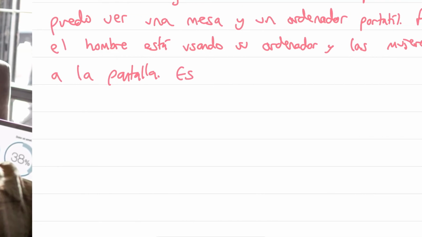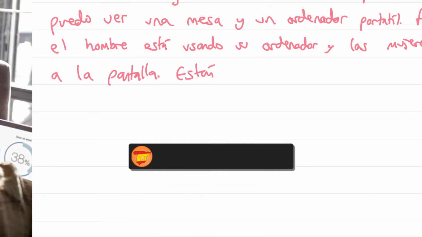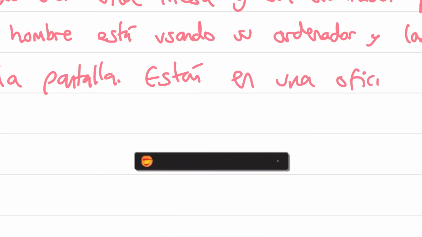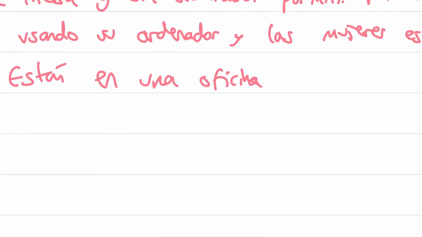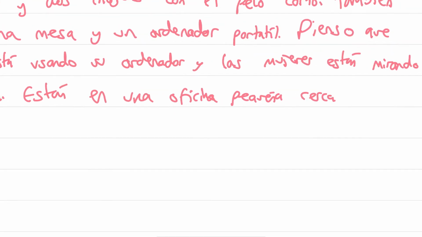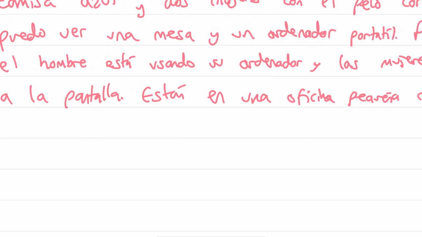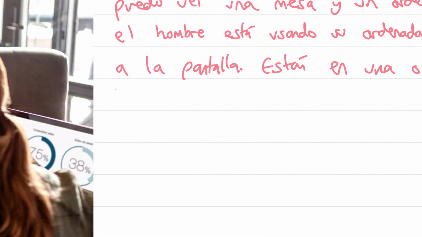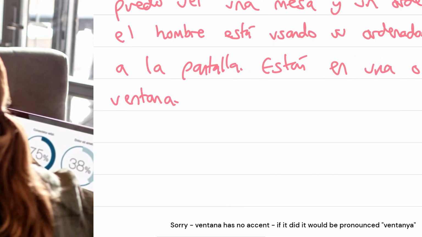So están, there's more than one person. They are, all three of them. Están en una oficina. Maybe small, pequeña. Cerca, next to cerca de la ventana. Now that I've mentioned the window, it makes a bit more sense to talk about the weather. So cerca de is near to, so cerca de la ventana is the window. Ventana, I think.